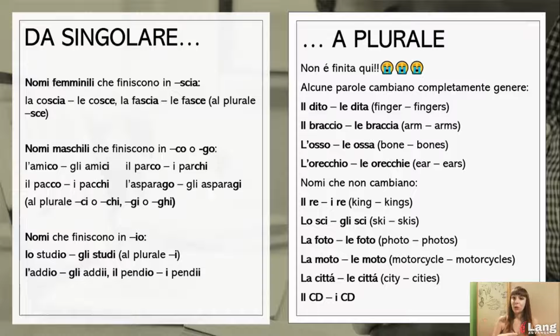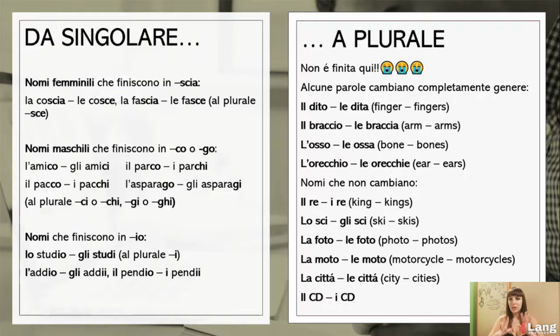What about masculine words ending with CO and GO? It depends. Some of them will change into CHI and GHI, so they will keep the strong sound, and others no. Others will just change into CI and GI. You can see the examples. Amico will change into amici, and parco, no. Parco won't change into parci, but into parchi. Pacco will change into pacchi, and asparago will change into asparagi.